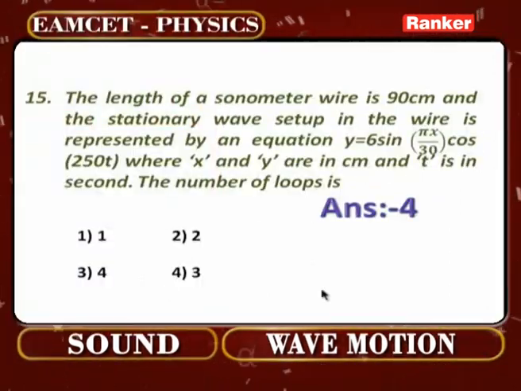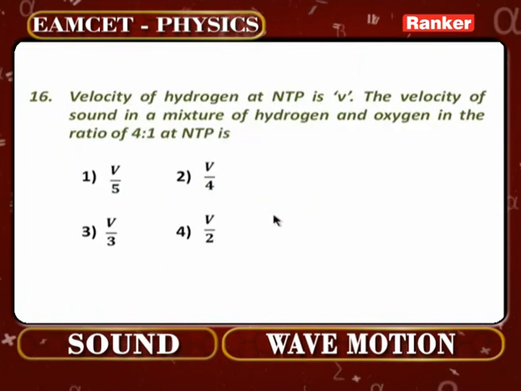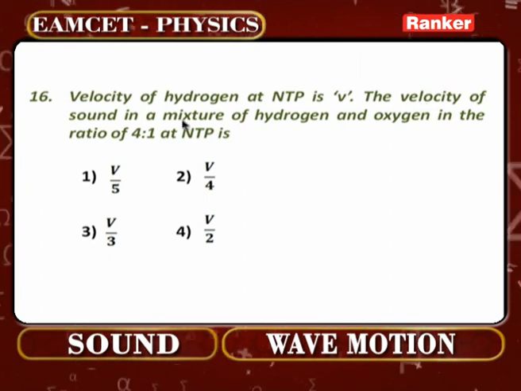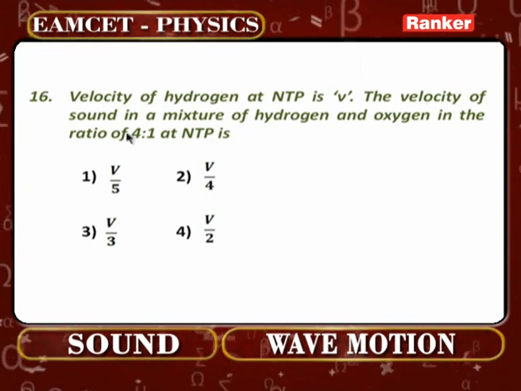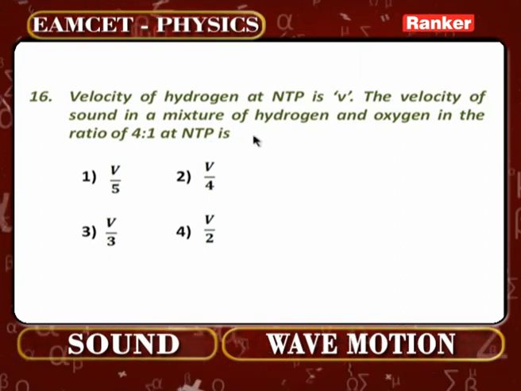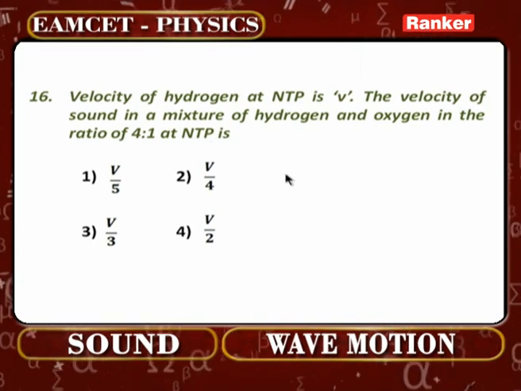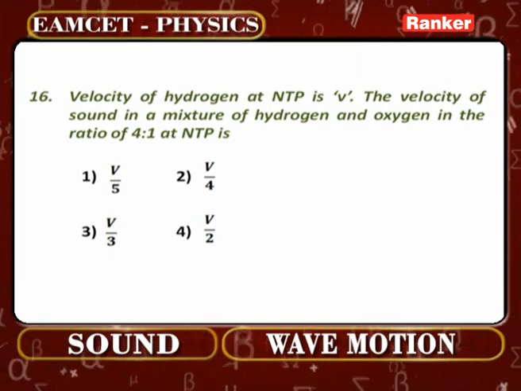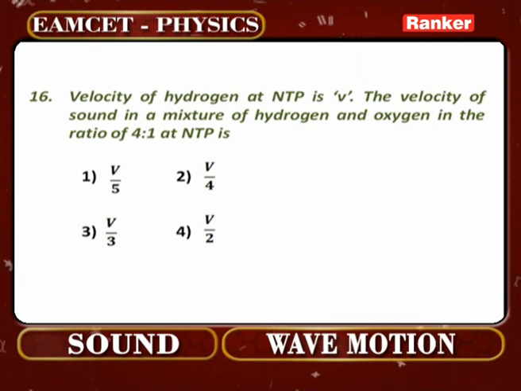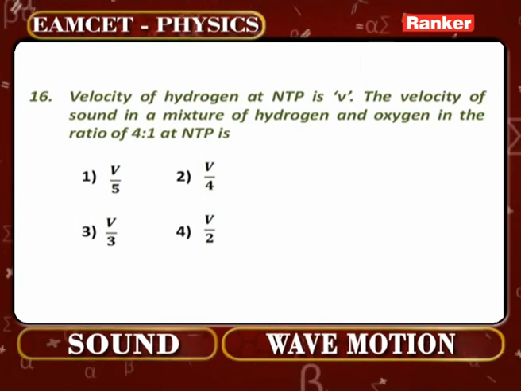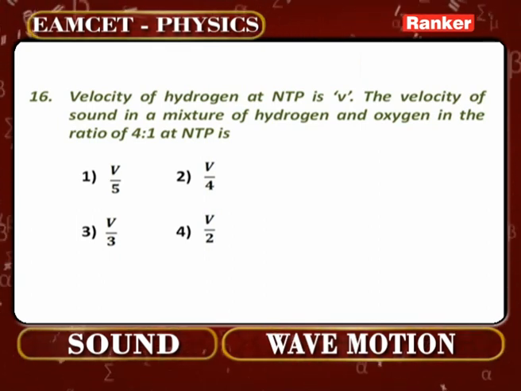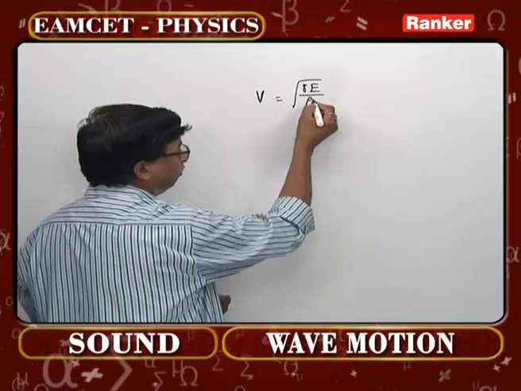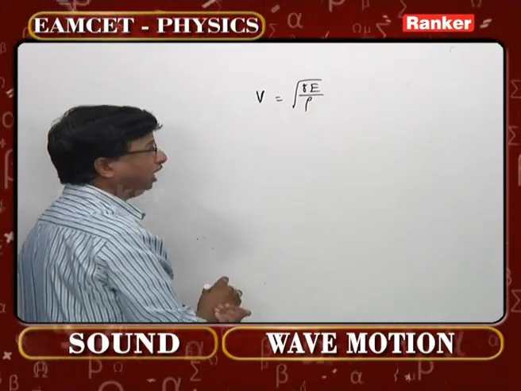Look at the next one, that is question number 16 this time. Velocity of hydrogen at NTP is V. The velocity of sound in a mixture of hydrogen and oxygen in the ratio of 4:1 at NTP is how much? That is the concept. In fact, we all know very well, velocity is equal to under root gamma E by rho. Generally, we people used to write like that. And of course, you can take this rho as m also. That is m by v, mass per unit volume, like we can take up.